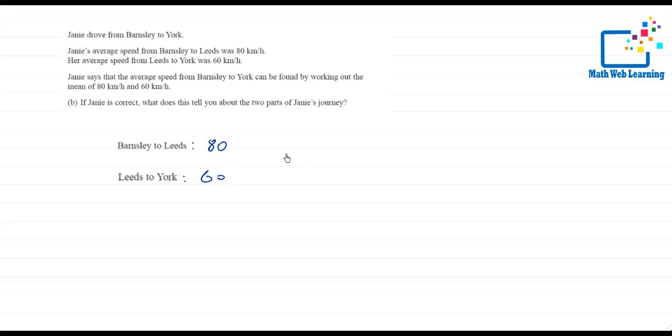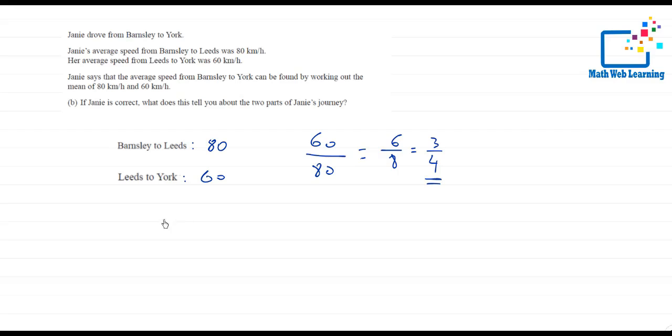If I did the relationship or the proportionality between the two, so if I did Leeds to York, which is 60, and divided by the distance Barnsley to Leeds, which is 80, you're going to end up with a fraction that is 6/8, because you cancel down by 10 and you cancel down by 2, which gives you 3/4. Okay, that's what it means, that the distance Leeds to York is 3/4 of the journey Barnsley to Leeds.